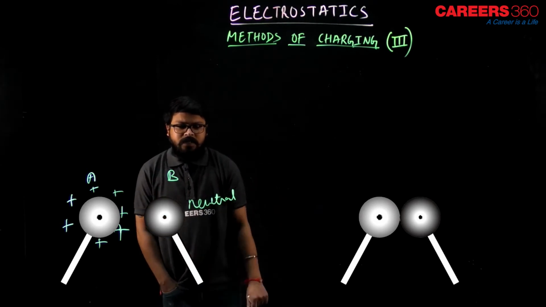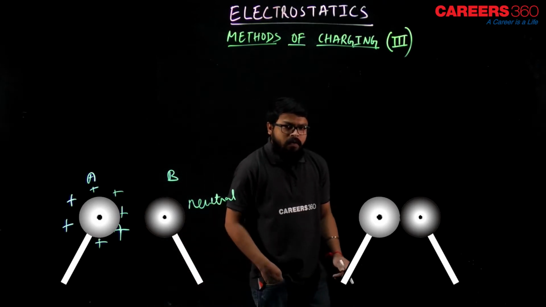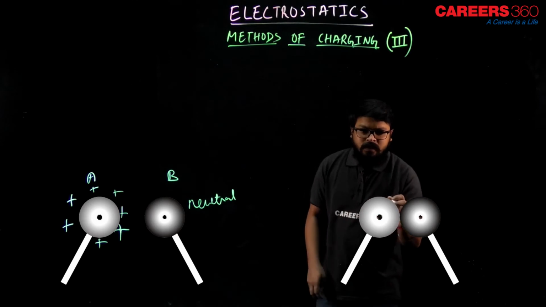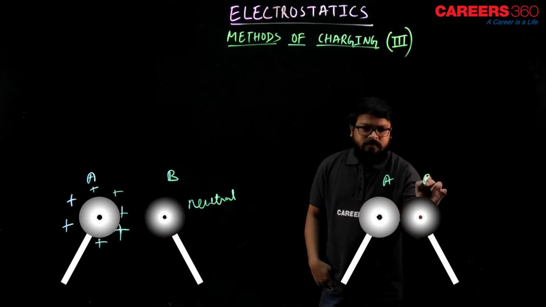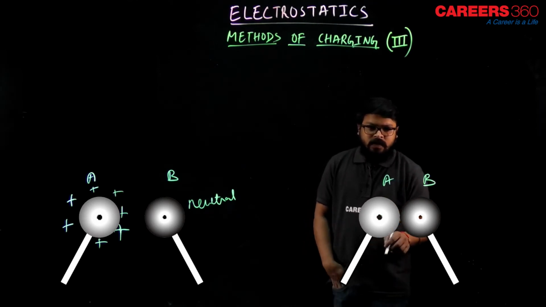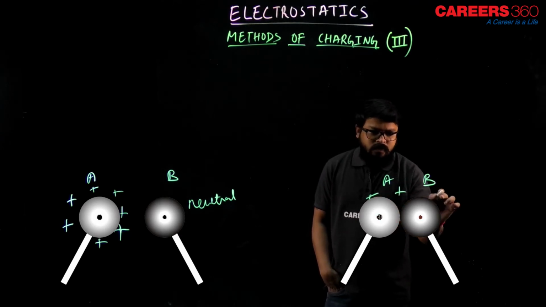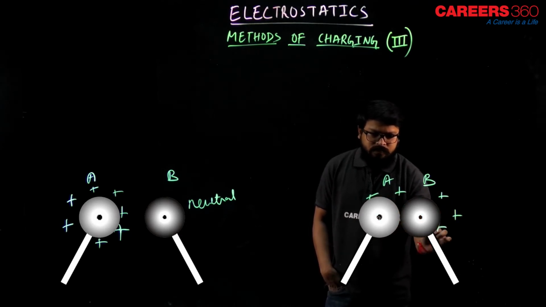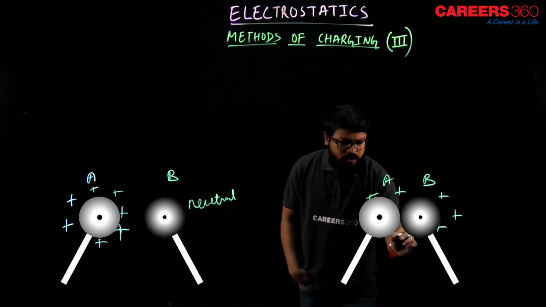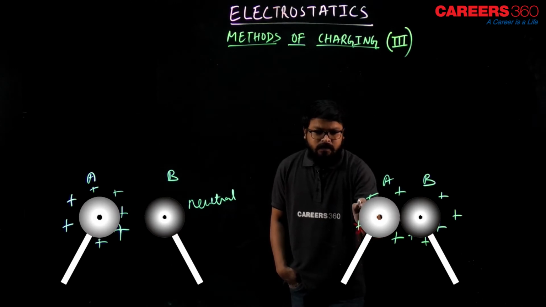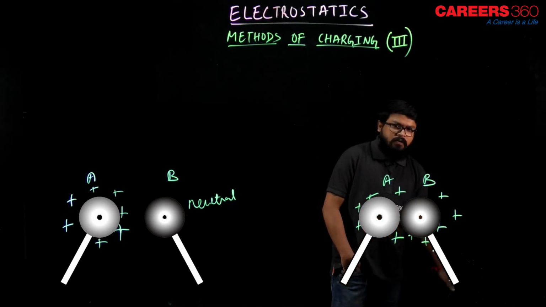Now A is brought and touched with B, as you can see they are touching each other now. So the charge sharing would be there, charge would be shared by both. Whatever the charge used to be there with A, it will be shared by B also now.